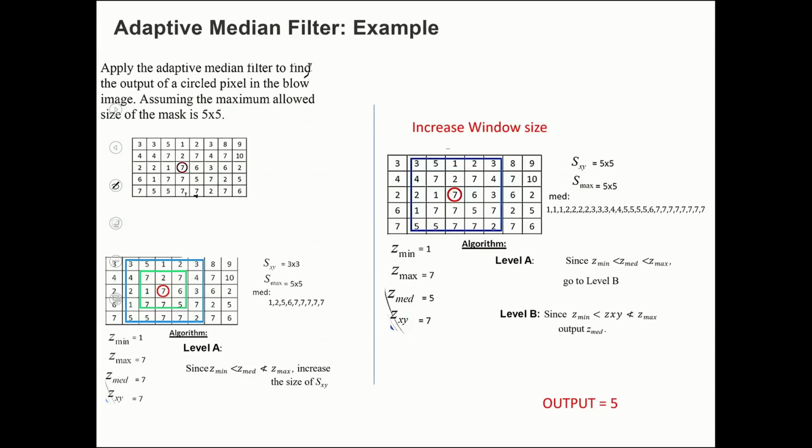Let's say my focus is this pixel, and I will start with 3 by 3, and assuming that the maximum allowed mask size is 5 by 5. So from 3 by 3, I get a maximum of 5 by 5. After that, it's not allowed. So I will start with 3 by 3, so I have 3 by 3 around this pixel.